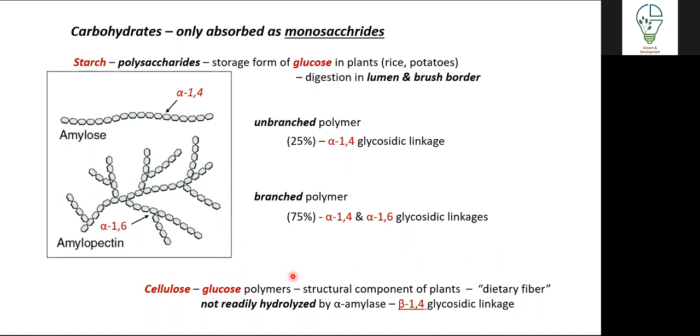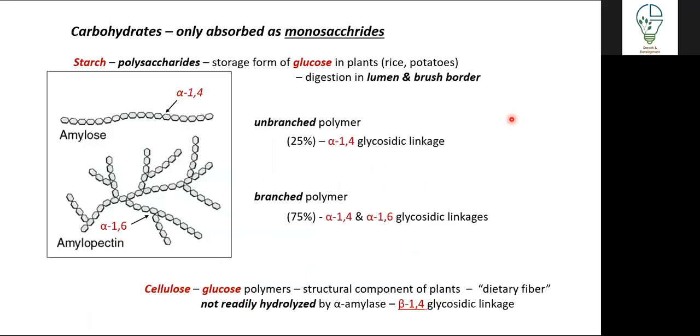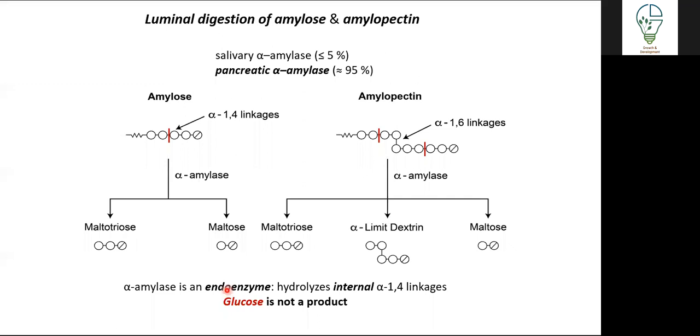So we cannot eat grass, basically. That's what we're saying here. These are the fibers that we know. Now let's talk more about the details of how we digest. Do we have any questions until now about the amylose and amylopectin and cellulose? All right, next.